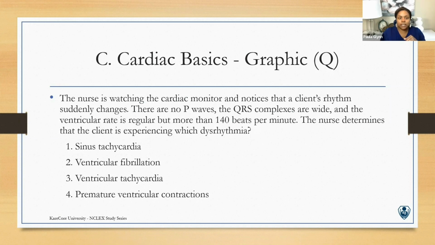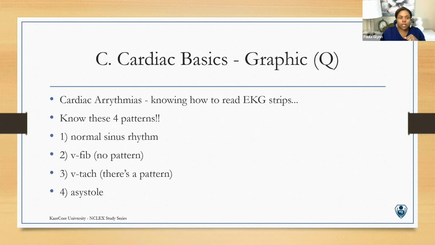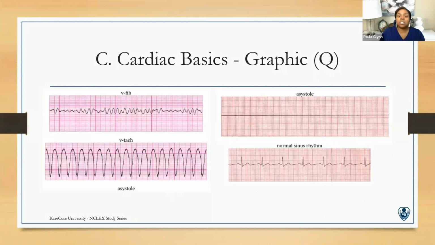Before we answer, know your patterns: cardiac arrhythmias, and knowing how to read EKG strips. Know four of the patterns, starting with normal sinus rhythm. These are your four main patterns, and of course there are other ones. Let's look at the patterns. This is what you had mentioned, ventricular tachycardia.